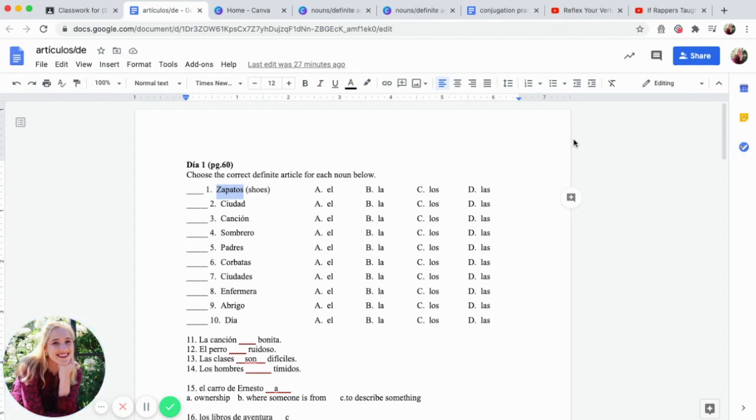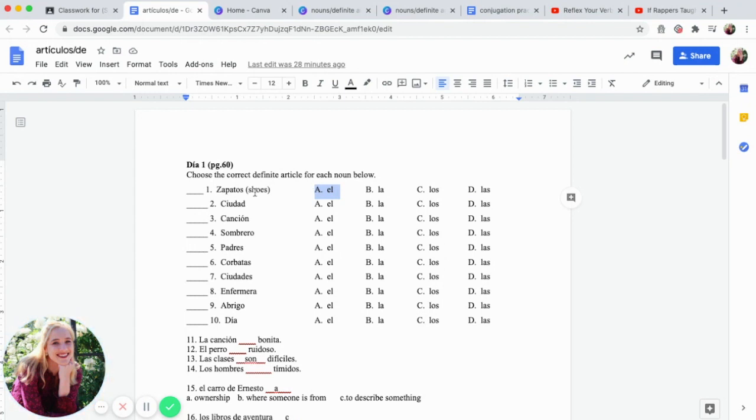Zapatos. Again, does it have an O, or does it have an A? And that's usually a hint if it's masculine or feminine. Okay, so it's going to be masculine. Again, most of the time, if the noun ends in O, it's going to be masculine. Not every single time, but most of the time. So we know that it's masculine. So right away, we know that it's not going to be la or las, because those are both feminine. We've already decided that it's masculine. So now our options are los and el.